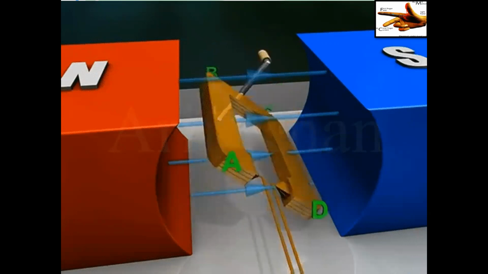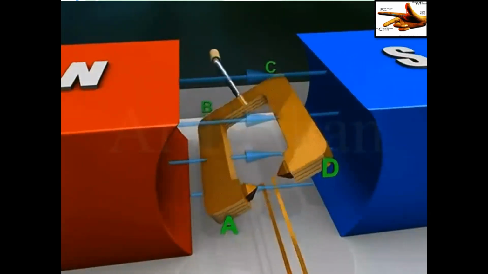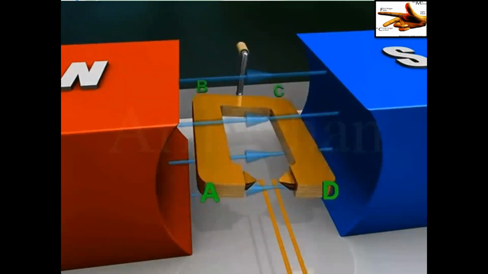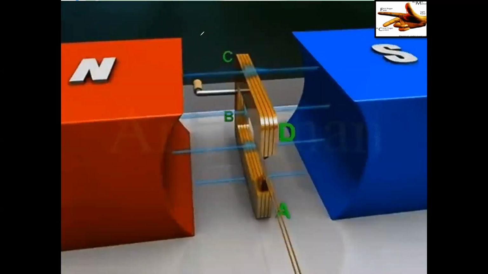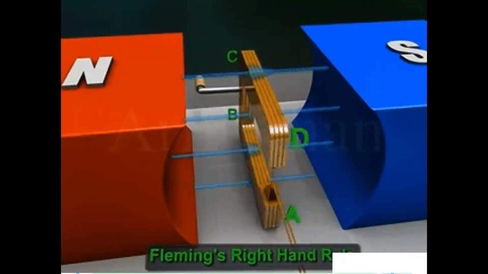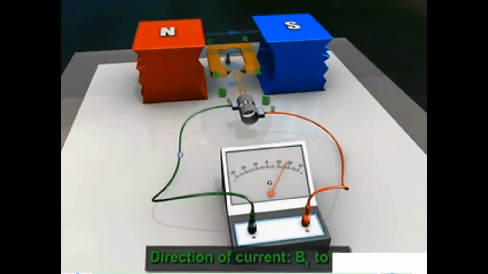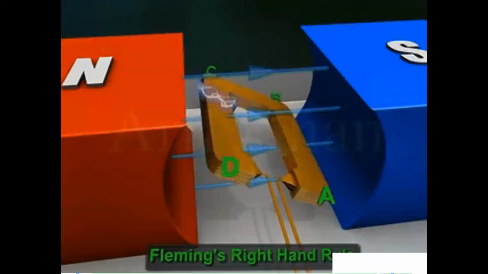And why is there a current? What is the reason for the current? Because there is a change in magnetic field, and a change in magnetic field induces EMF. But the direction of the current will not be the same. It will continuously change. So why is the direction of the current continuously changing?